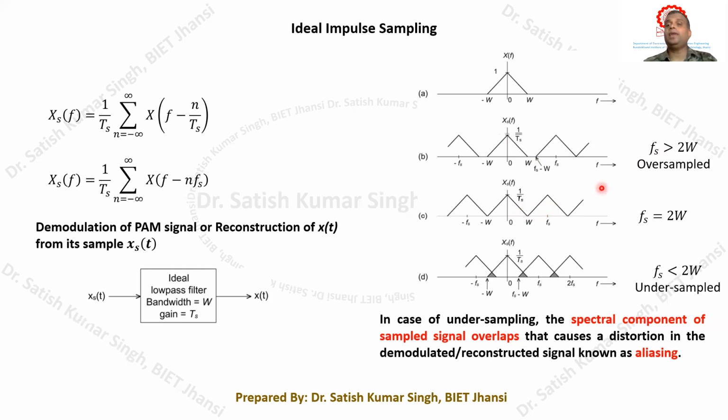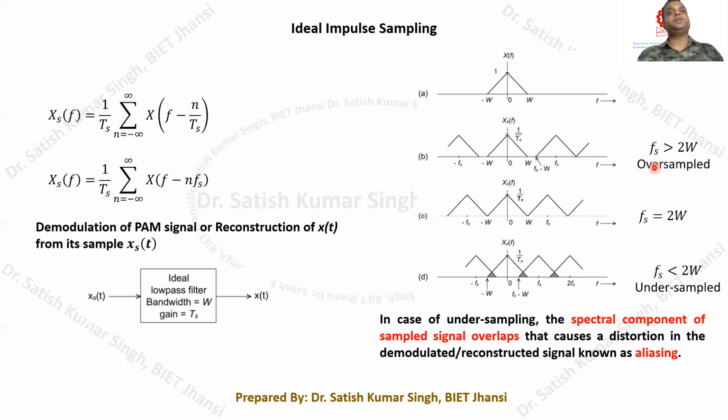Similarly, if fs is less than 2W, you will find that consecutive spectral components are going to overlap; a certain portion is going to be overlapped whenever fs is less than 2W. So remember that it is very easy to analyze this one.